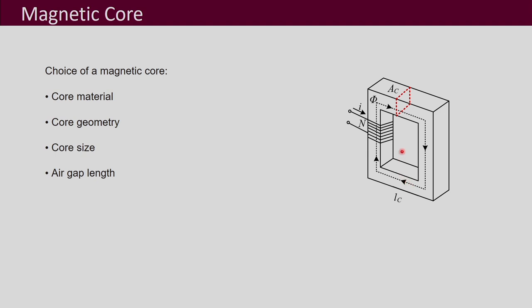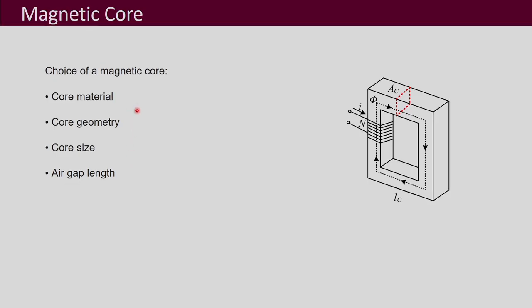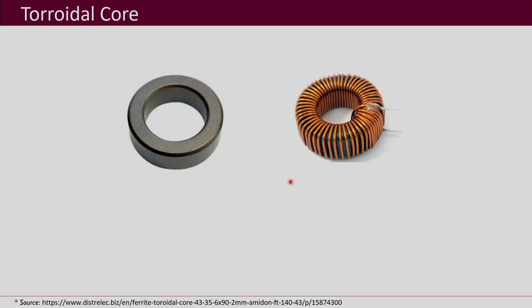Your magnetic cores are available in different geometries and of different sizes. So when you choose a magnetic core, the important things that have to be selected are your core material, which we have discussed previously, and then next your core geometry, your core size and air gap length if it is needed. So let us first look into what the different types of core geometries available are.